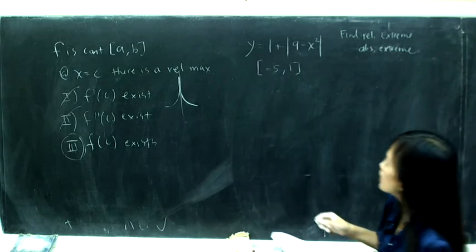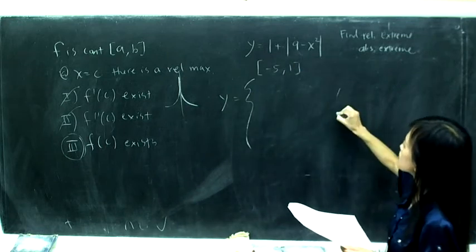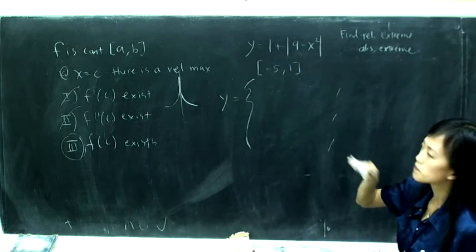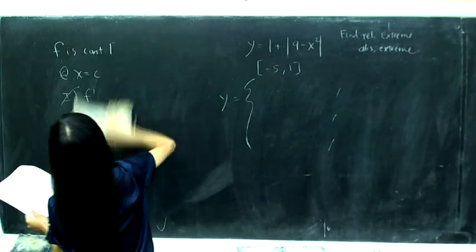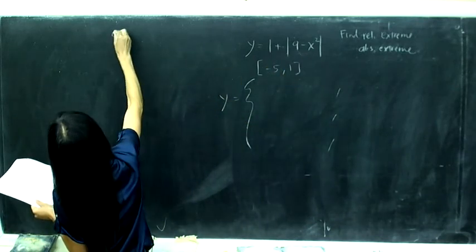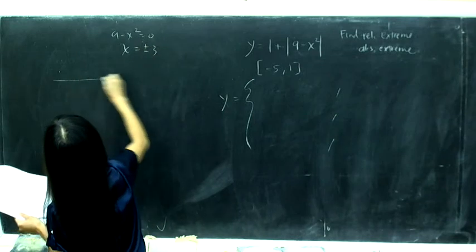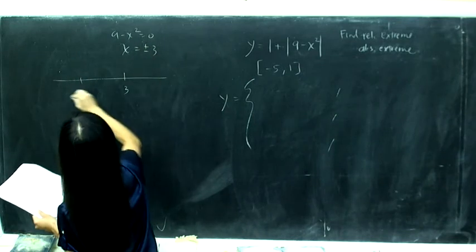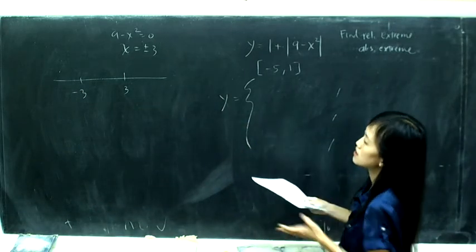So first thing, write it as a piecewise function. Figure out the different points that you need to break it up. So where are we going to break it up? 3 and negative 3, right? We're going to set this thing equal to 0. If we set 9 minus x squared equal to 0, obviously x is positive or negative 3. So when you break this up, you have 3 and negative 3 to worry about. When does it stay positive for this guy?